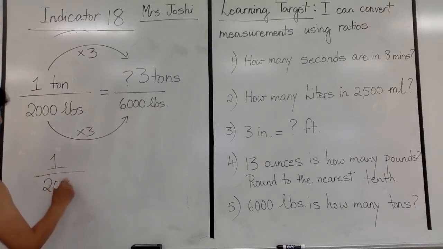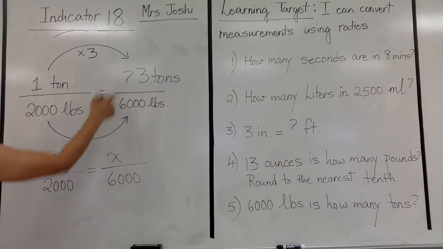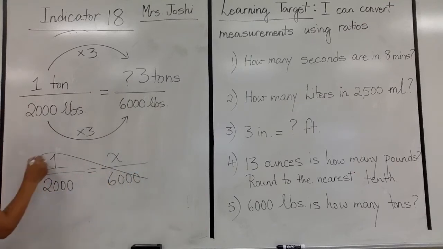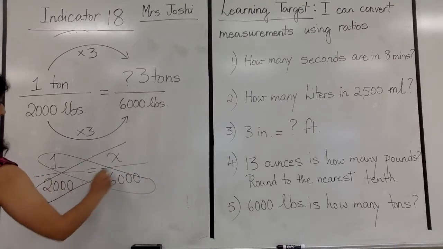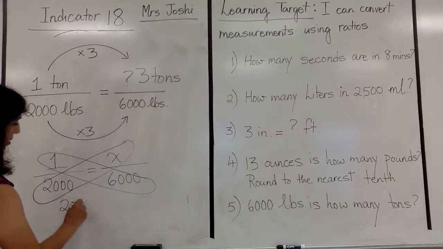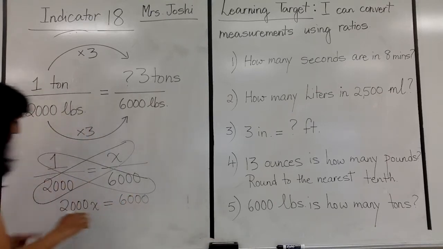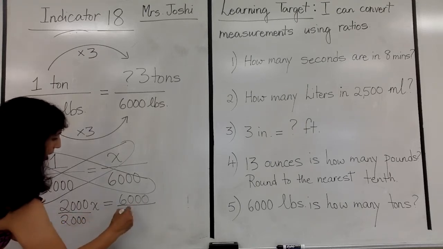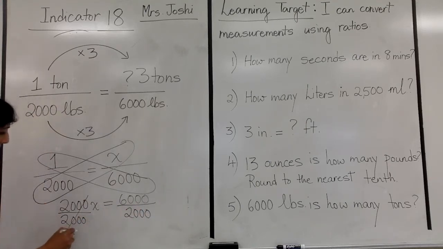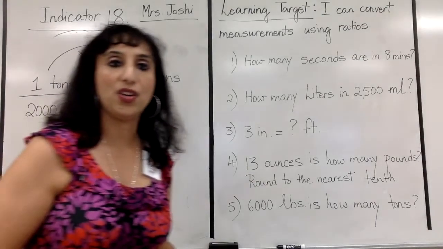1 over 2,000 is equal to x over 6,000, because that's the missing thing that I'm trying to find. So 1 times 6,000 is equal to x times 2,000. So this gives me 2,000 x is equal to 6,000. And so therefore, since this is attached to the variable, this means multiplication. Opposite of multiplication is division. So I'm going to divide both sides by 2,000. And I end up with x is equal to 3. So 3 tons is my answer.